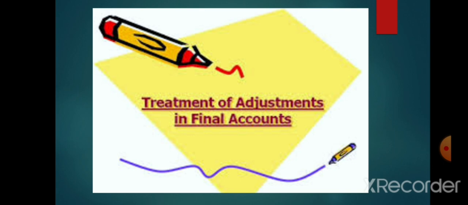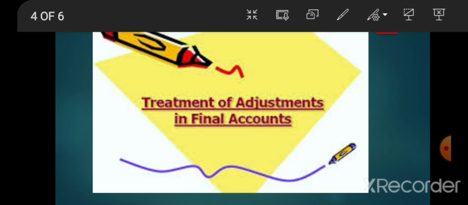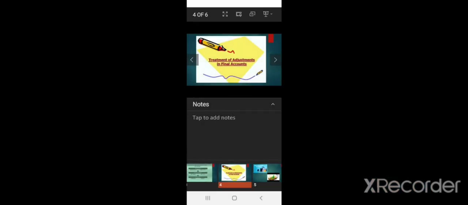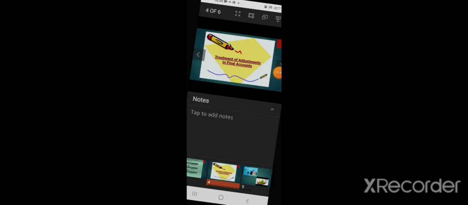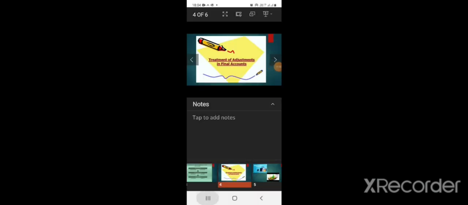So, we have to follow a certain format for preparing the income statement as well as the balance sheet. So, students, I will be sharing one more PPT with you which contains all these things in detail, and I will be pausing for a while till I share the slide.